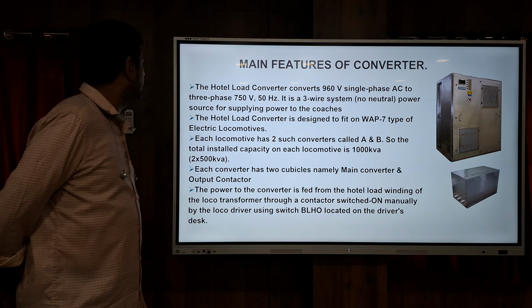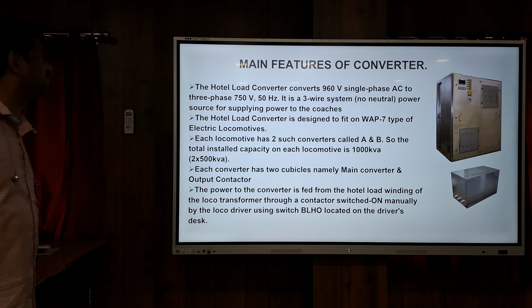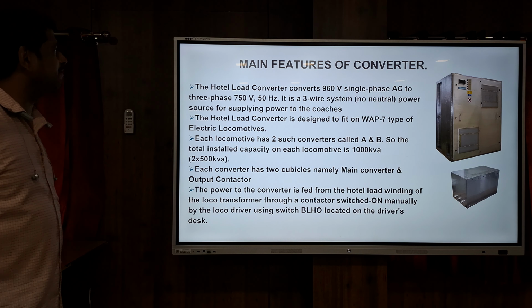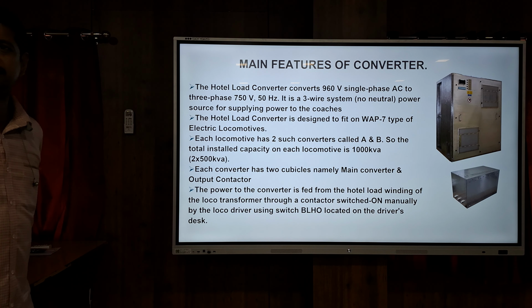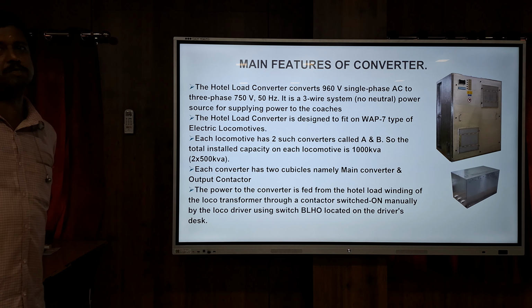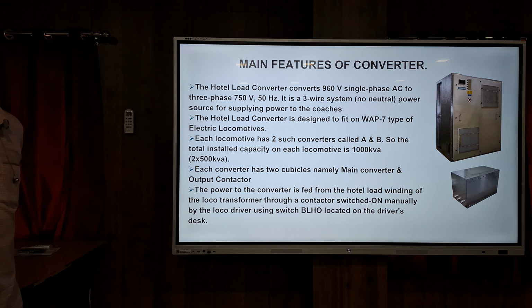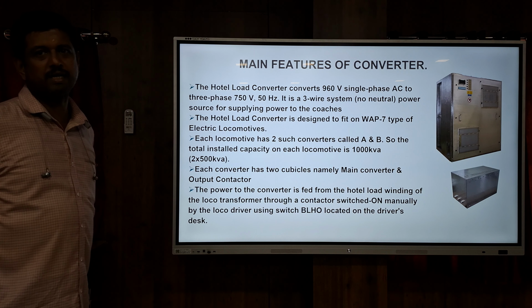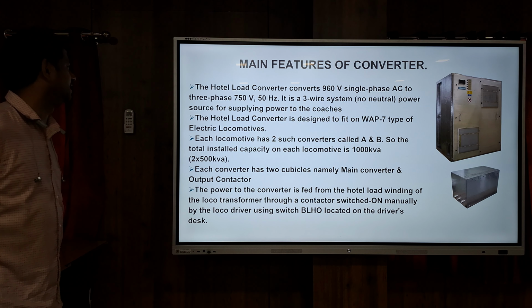Main features of converter. The hotel load converter converts 960 volt single phase AC to 3-phase 750 volt 50 Hz. It is a three-wire system. There is no neutral because there is no star connection. It is IGBT based. The output only comes as 3-phase. There will be a 120 degree phase difference, but there won't be any star point or neutral. Whereas our IV coupler has a neutral point that we are not connecting in the loco because there is no neutral point.